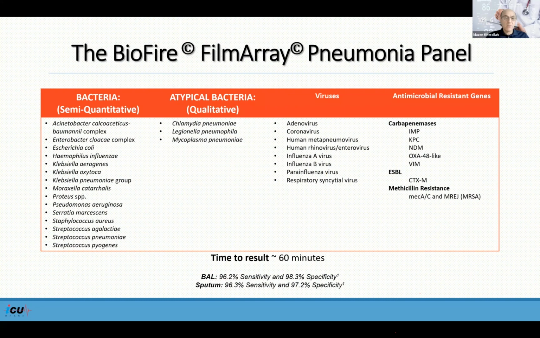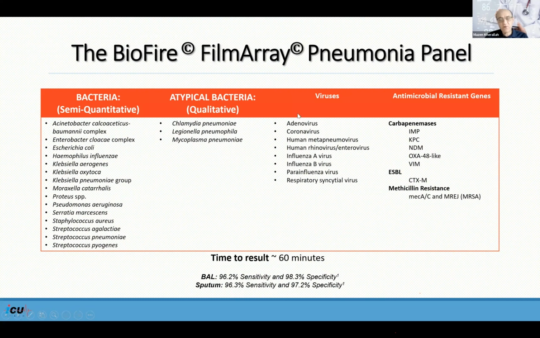bacteria, that is actually, as you said, 15 different ones: Acinetobacter, Enterobacter, Escherichia coli, Haemophilus influenzae, Klebsiella aerogenes, Klebsiella oxytoca, Klebsiella pneumoniae, Moraxella catarrhalis, Proteus, Pseudomonas, Serratia, Staphylococcus aureus, Streptococcus agalactiae, Streptococcus pneumoniae, and Streptococcus pyogenes. In terms of the atypical bacteria, and this is only qualitative, as we mentioned, positive or negative, compared to semi-quantitative for the other bacteria: Chlamydia pneumoniae, Legionella pneumophila, and Mycoplasma pneumoniae.